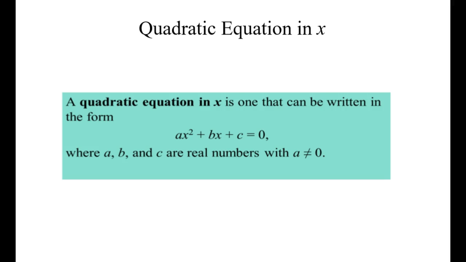The most common type of polynomial we work with is the quadratic. A quadratic equation in x is one that can be written in the form ax squared plus bx plus c equals 0. A, b, and c have to be real numbers, and a cannot be equal to 0. If a was equal to 0, we would no longer have a quadratic equation.